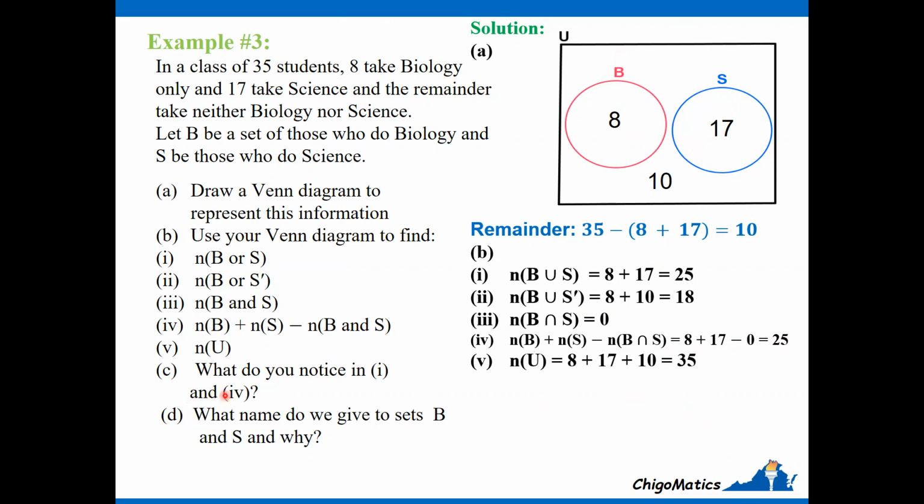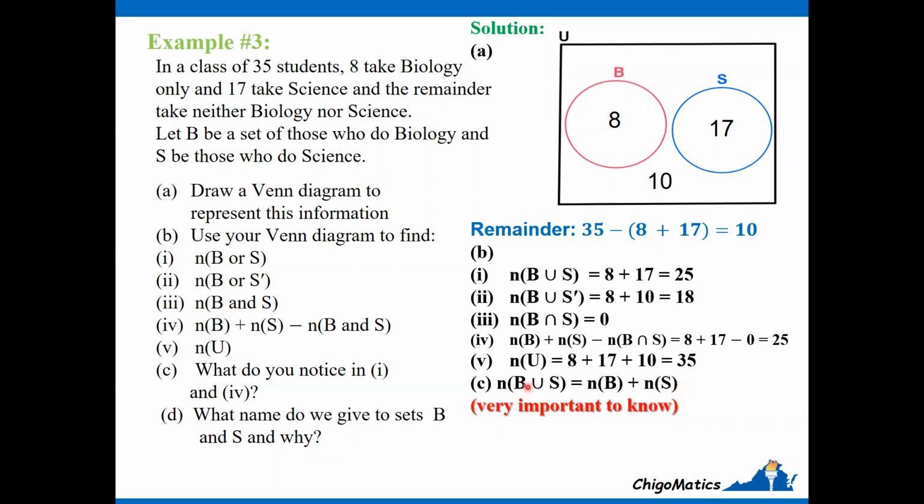Then the question comes, what do you notice in 1 and 4? In 1, we have 25. In 4, we have 25. So if the right-hand sides are giving us the same result, therefore the left-hand side should also be the same. So we can conclude that the number of elements in B union S is equal to the number of elements in B plus the number of elements in set S. But here our elements are students who are doing biology and science, isn't it?